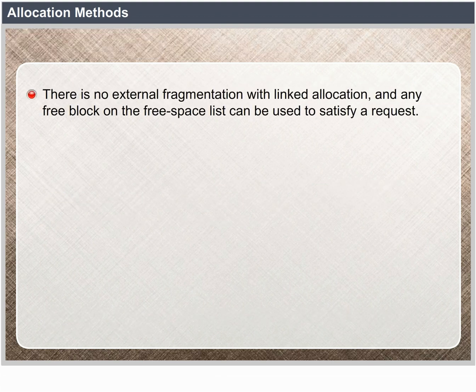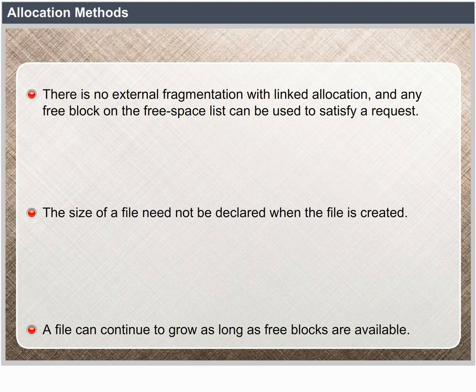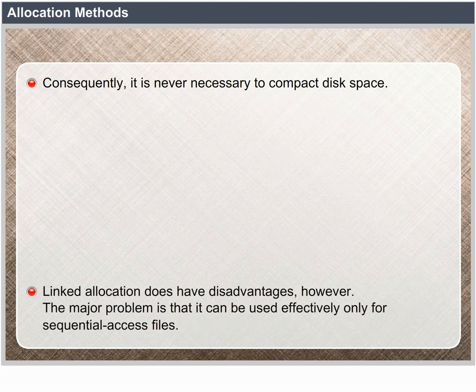There is no external fragmentation with linked allocation, and any free block on the free space list can be used to satisfy a request. The size of a file need not be declared when the file is created. A file can continue to grow as long as free blocks are available. Consequently, it is never necessary to compact disk space. Linked allocation does have disadvantages, however.